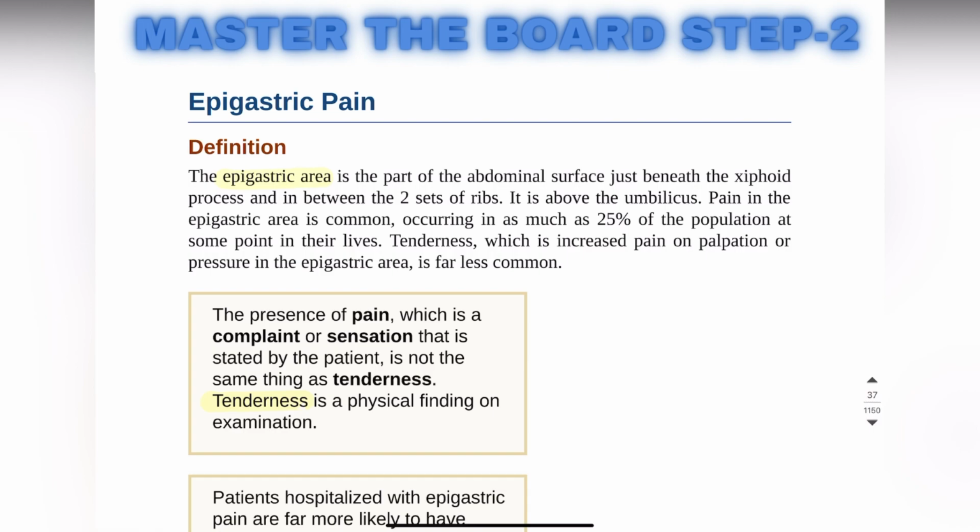Today the topic of discussion is epigastric pain. So what is epigastric pain? It's the pain in the epigastric area. The epigastric area is basically the abdominal surface just beneath the xiphoid process and in between the two sets of ribs, just above the umbilicus, as shown in the picture.